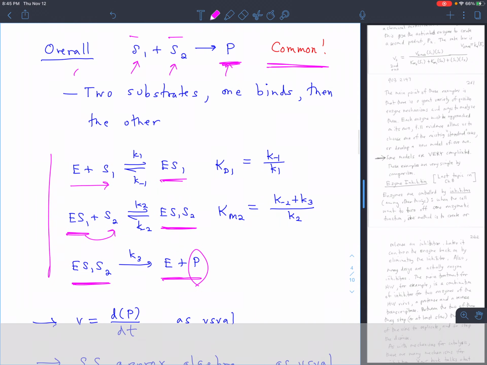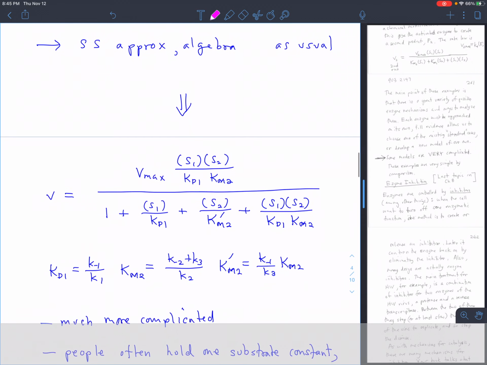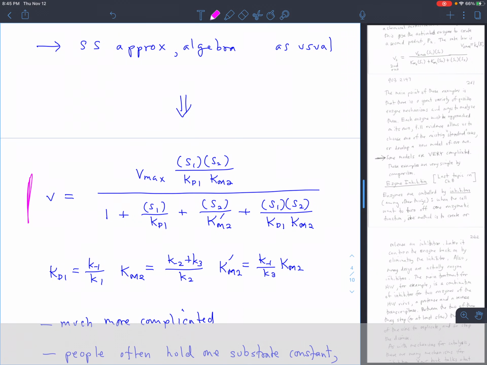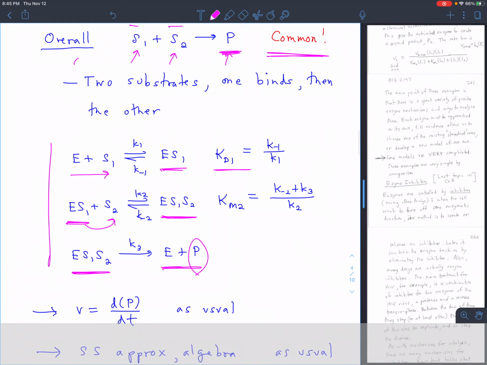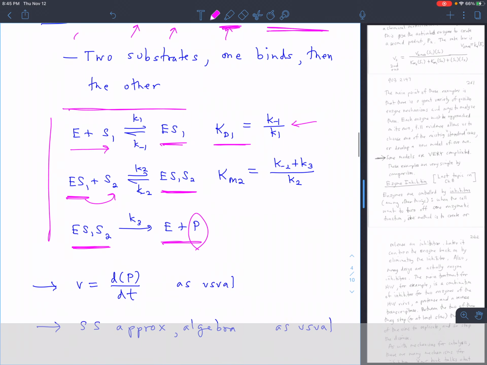In that case, it turns out that the rate law depends on both substrate concentrations, and also that there are two Km-like values, but the first one is just the Kd. So it's not a Km, it's just K minus 1 over K1, which is in fact the Kd for this first reaction, thought of as a binding reaction.